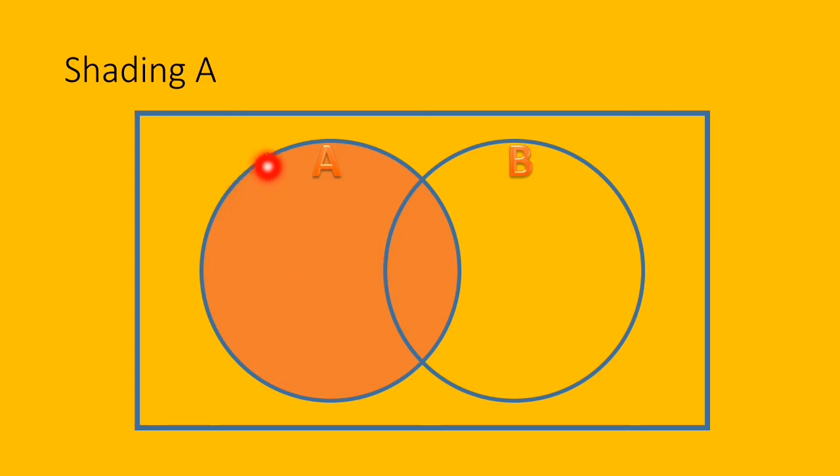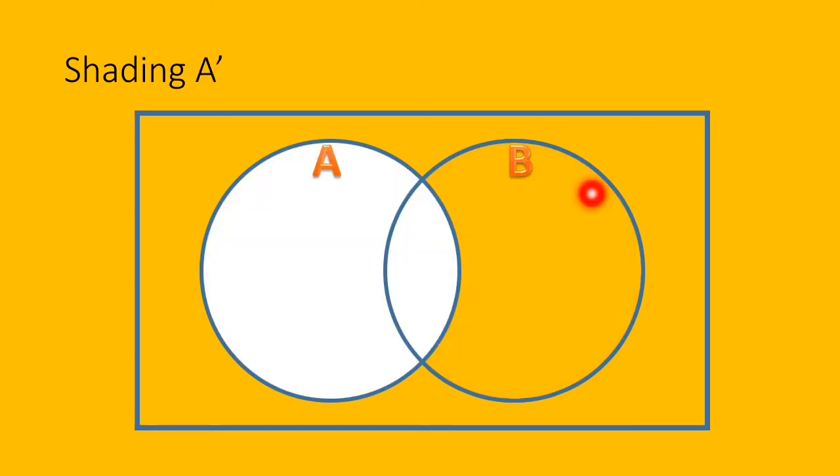There are two methods. You can use horizontal or vertical lines to shade the area, or you can simply color the area which is needed. For shading the B region, just shade the area that is assigned for set B.